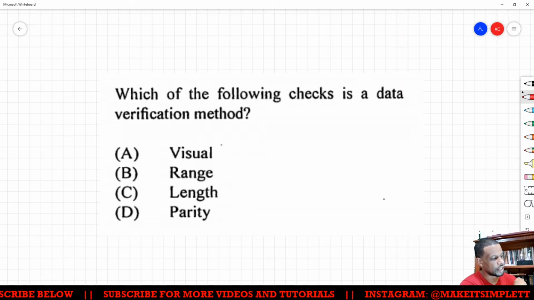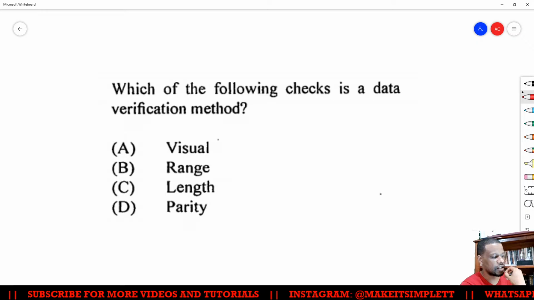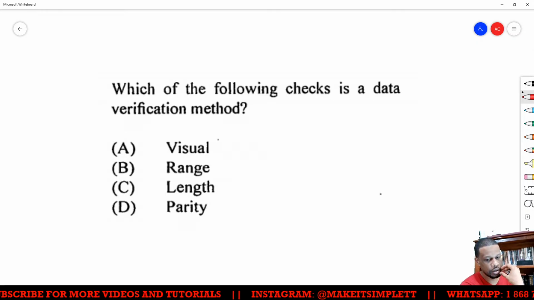Okay, next one. Which of the following checks is a data verification method?